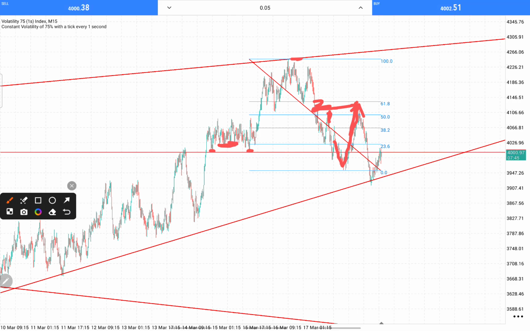I hope you can understand the concept of liquidity that way. Do you understand? So the market moves from liquidity to liquidity. You can see this in every market, irrespective of whatever you are trading.